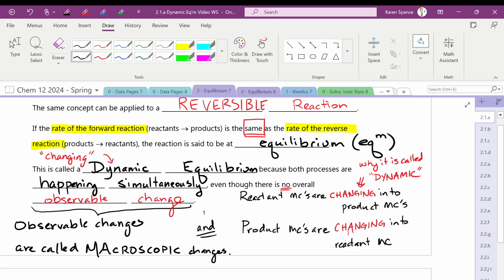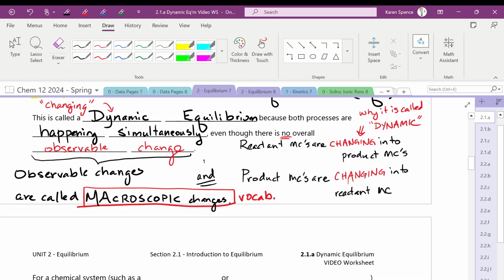I just wanted to introduce the word to you now so that you've heard it once. And like I said, we will talk more about it later. That is a vocab word. Okay. Don't worry, it will come back again.